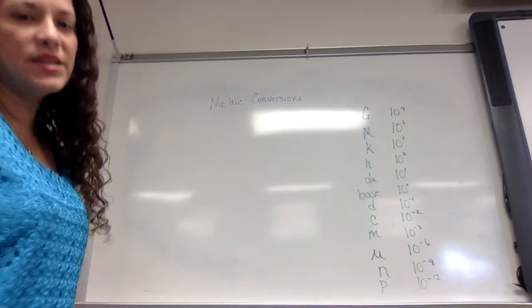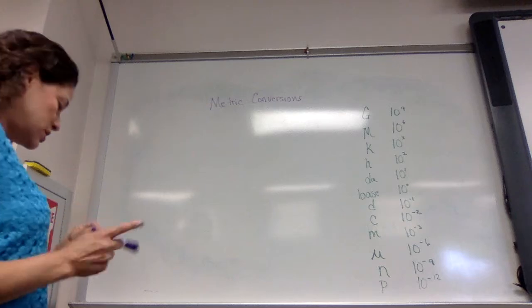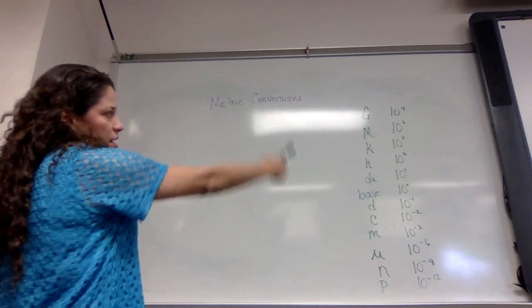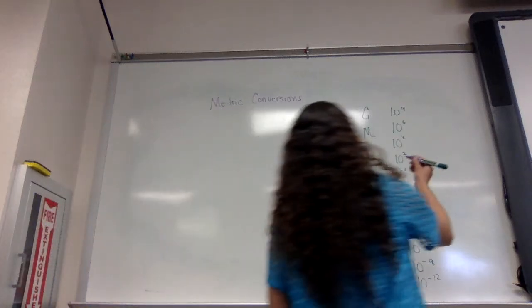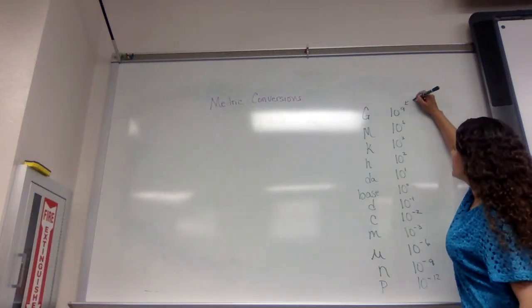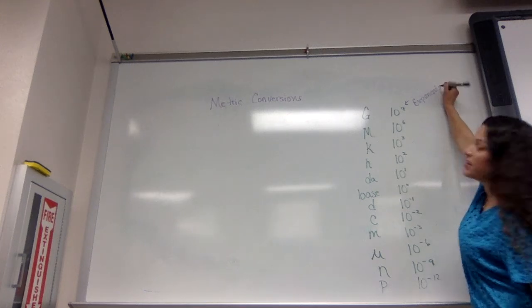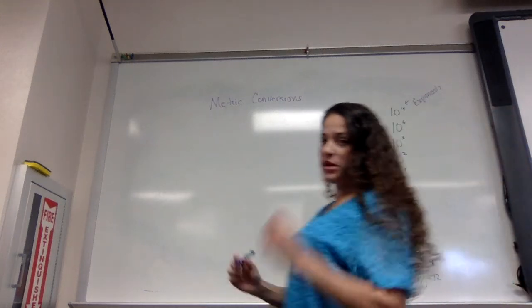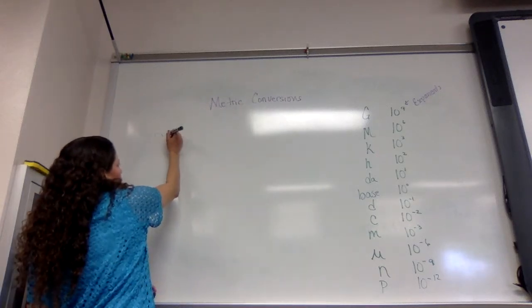Guys, all right. So once again, I said I was going to be doing a little mini lesson. This one's going to be on metric conversions. And so I went ahead and put your symbols with the exponents. The exponents are going to be right here, these numbers. And this is just a little method I like to use when it comes to metric conversions. And I use this little exponent.